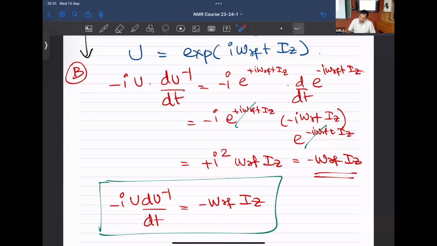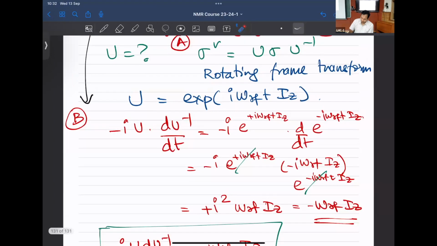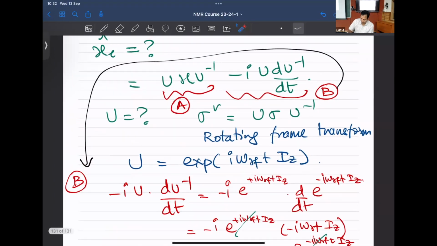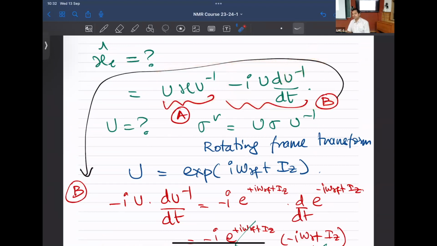So what ends up happening is that these two, e power i theta and e power minus i theta, become one, and you have minus i times minus i omega r Iz. Minus i times minus i becomes plus i squared, which will be minus 1, and you end up getting minus omega r Iz. Okay? At the same time, there is one more part left. What did we say? To transform the Hamiltonian, we have two parts of it. And this is the part we just evaluated. Correct? So let's look at the second part.